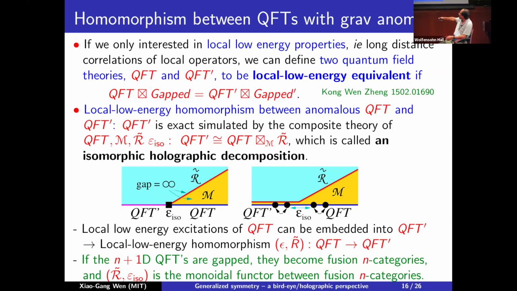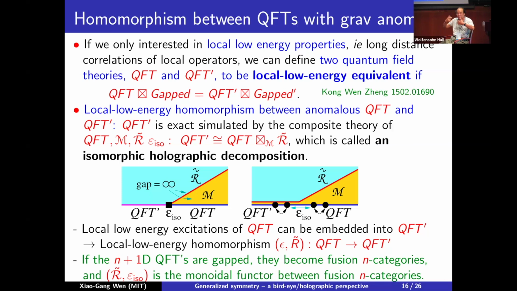Then we say we have an anomalous quantum field theory, and another anomalous quantum field theory, and we ask whether they have a similar local low energy excitation or not. In this case, these two anomalous quantum field theories may even have different anomalies. So the bulk may be different, because the bulk is gapped, so it doesn't matter. Attaching a gapped bulk does not modify local low energy properties. And also between these two bulks, we may have a gapped boundary, and that also does not change local low energy properties.